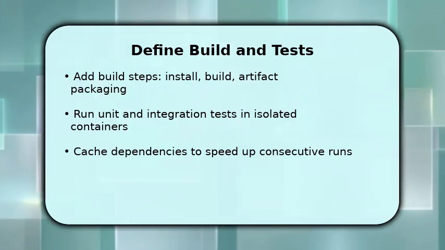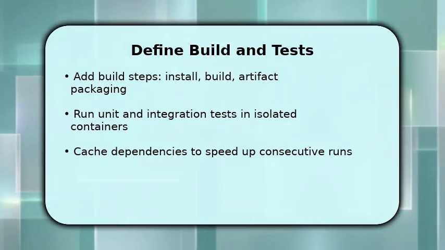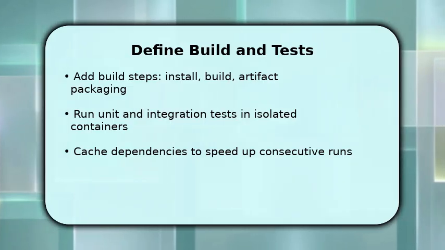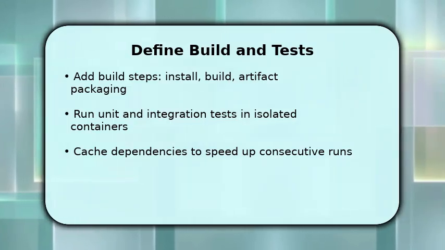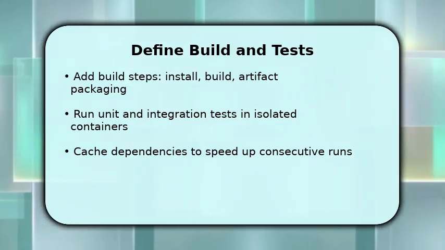Once tests pass, add caching for dependencies and parallelize independent jobs to reduce duration. Make sure to record artifacts and test reports, so downstream jobs and review.